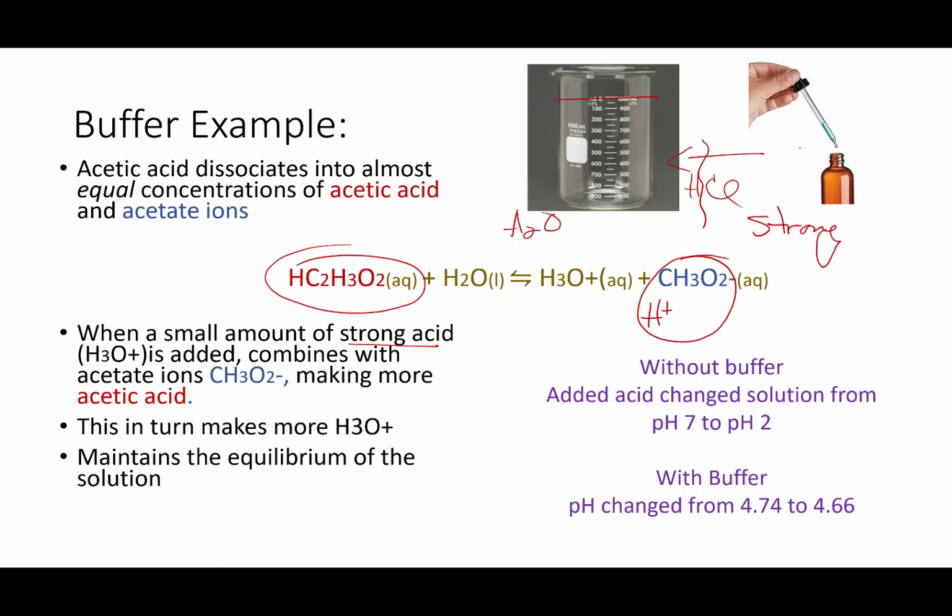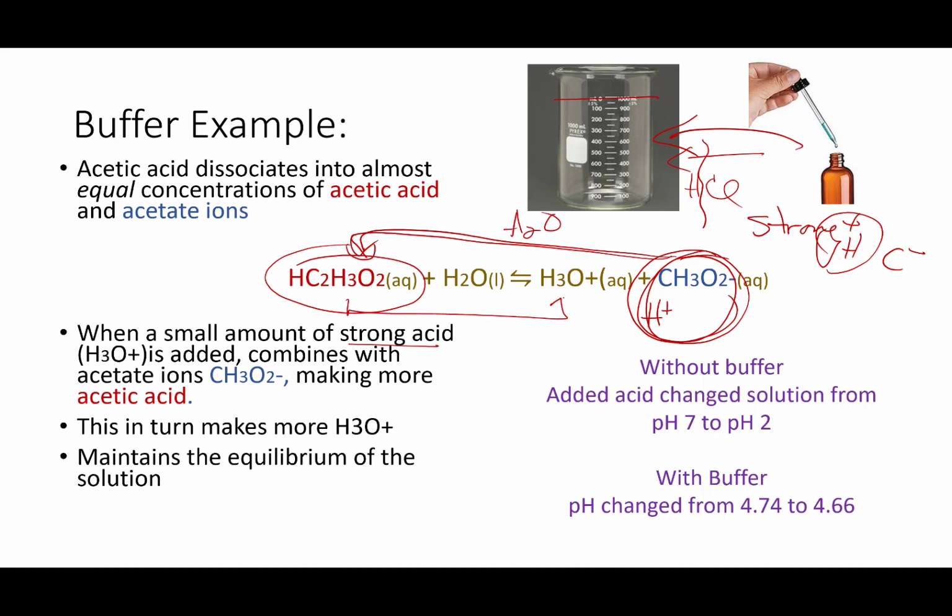So when we put this strong acid into our solution, it is going to break up into hydrogen ions and chloride ions. The hydrogen ions are going to bond with our acetate ions. And what does it make? It makes acetic acid. So it goes back and forms the beginning of the reaction. Well, what does the acetic acid make? The acetic acid makes more hydroniums.